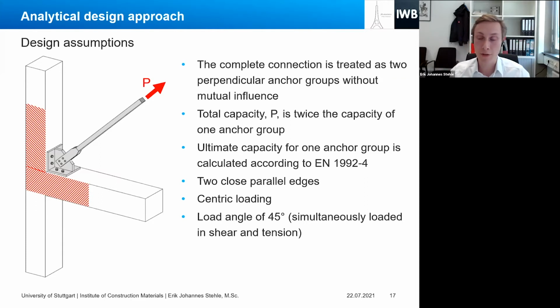The ultimate capacity of one of these anchor groups we calculated according to Eurocode 1992-4. We assumed two close parallel edges due to the dimensions of the columns and beams. We assumed centric loading, based on the gusset plate, which more or less distributes the forces evenly to the anchors. And then we assumed a load angle of 45 degrees, so basically the anchor group was simultaneously loaded in shear and in tension.